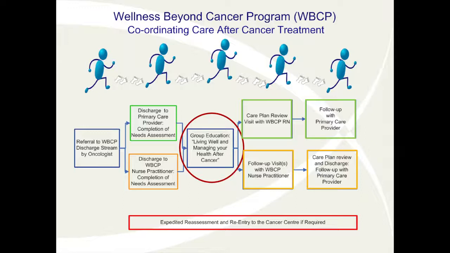At the bottom in the yellow boxes, if you're followed by the nurse practitioner, which may be one visit or multiple visits, depending on what you and she decide upon is required. Once you're transitioned back to your primary care provider, the nurse practitioner will review your care plan visit at the final visit, and then follow-up will continue with your primary care provider in the future.